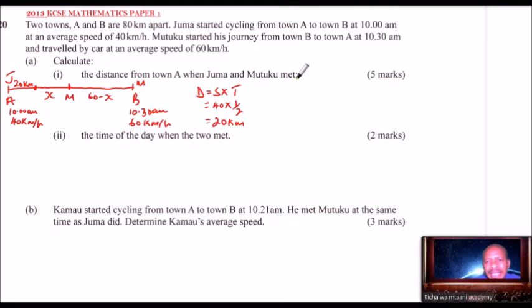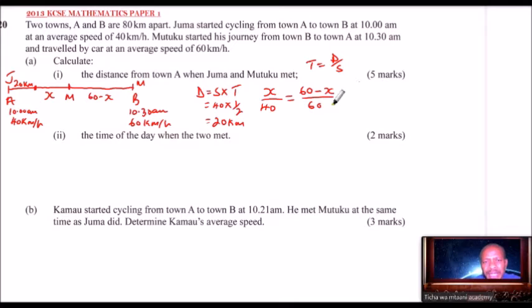So how do we get time? We normally say time is equal to distance over speed. Since the distance covered by Juma is x to where they met, you divide by speed, which is 40. It is the same as the distance covered by Mutuku, that is 60 minus x, divided by the speed, which was 60 kilometers per hour. So once you get x, then you'll be able to work it out.